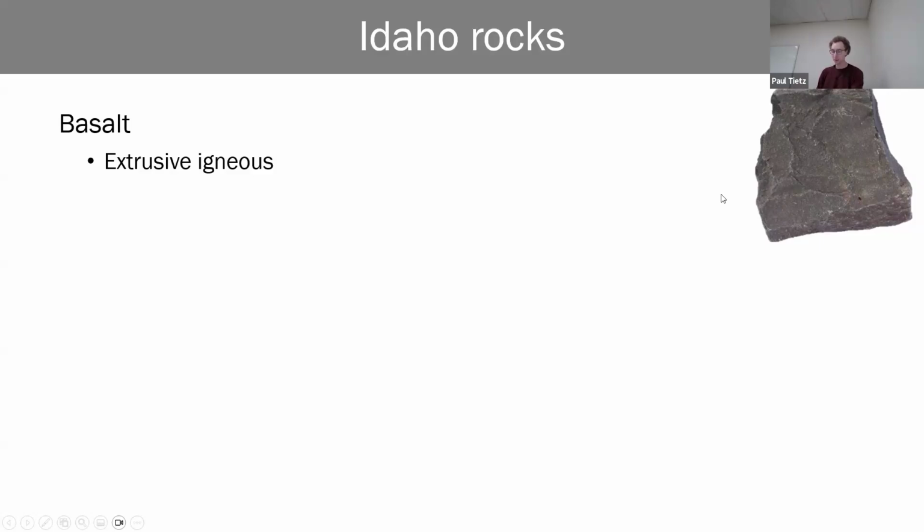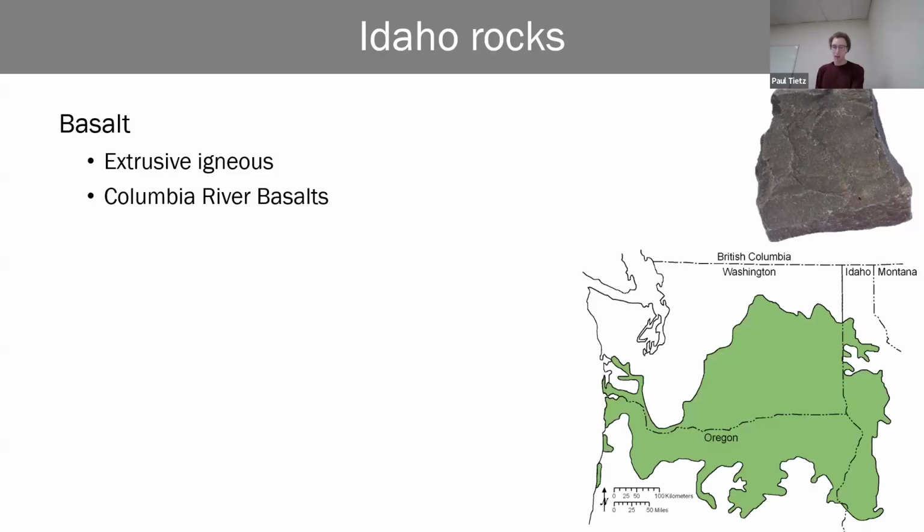So extrusive, fast cooling. The reason we have it is because of the Columbia River basalt. This is a really interesting geologic formation here in what's now the Columbia River basin, Columbia Plateau here. From about 15 to 17 million years ago, there were many events, not necessarily eruptions.